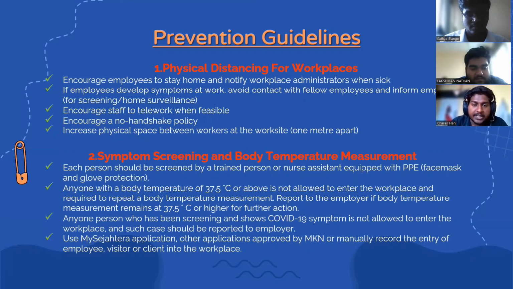Second one, symptoms screening and body temperature measurement. Each person should be screened by a trained person or nurse assistant equipped with PPE, which is face mask and glove protection. Anyone with a body temperature of 35 Celsius or above is not allowed to enter the workplace and is required to repeat a body temperature measurement. Report to the employer if body temperature measurement remains at 37.5 Celsius or higher for further action.